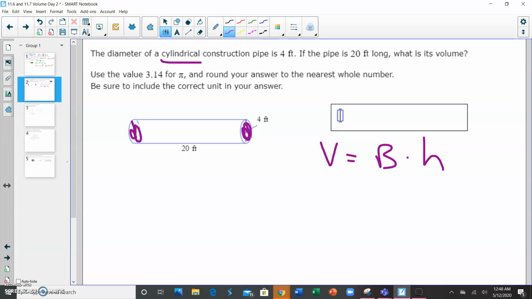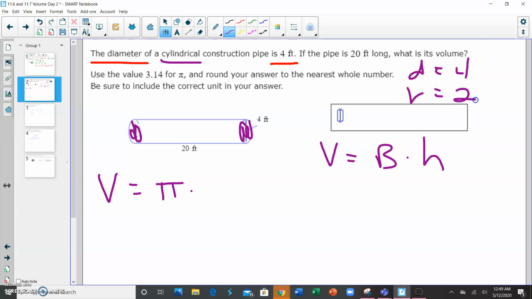All right, so when you're looking at this, I'm going to erase this so I can see. All right, so that 4 feet is the diameter. And if you look up above here, it tells you the diameter is 4 feet. All right, so this was the base. Okay, that's the base. So volume is area of the base times the height. So the base is pi times r squared. So if the diameter is equal to 4, your radius is equal to 2. It's 4 divided by 2.